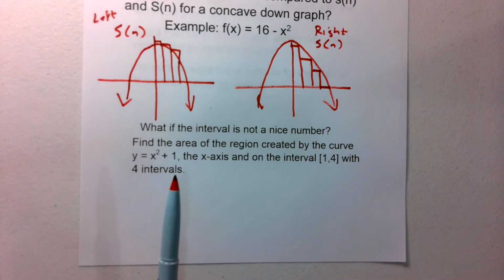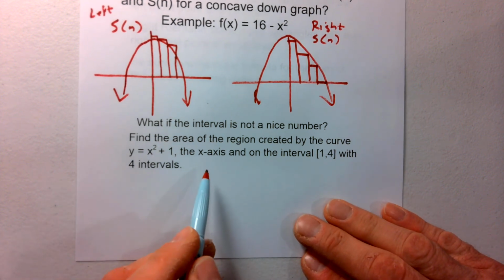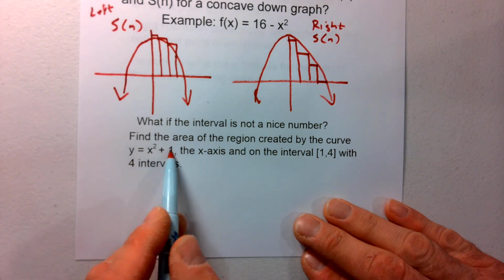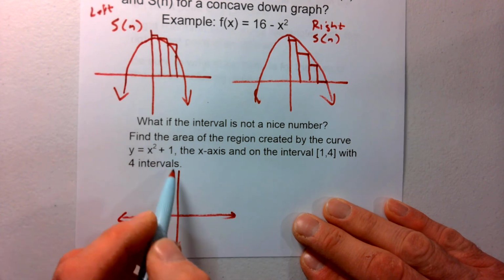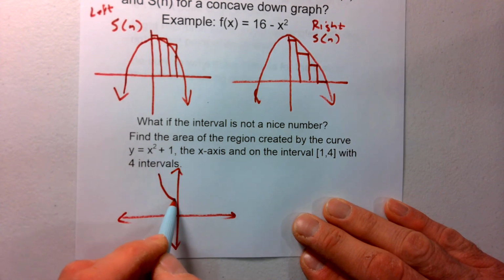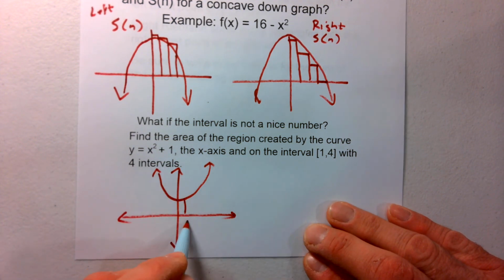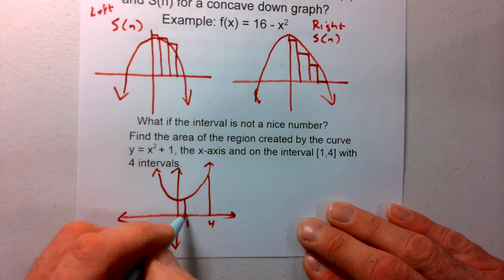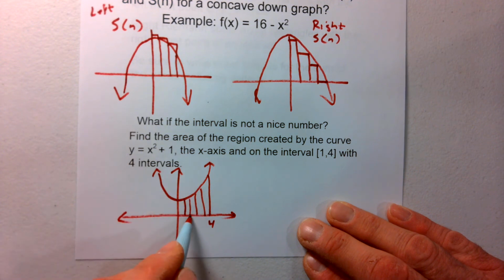Another thing that we want to talk about is what happens if we don't have a nice clean interval. If we take this x squared plus 1 and we were to cut it from 1 to 4 instead of 0 to 4, and we still cut it into 4 subintervals. So here are my 4 subintervals, but now what's going to change in our equation?